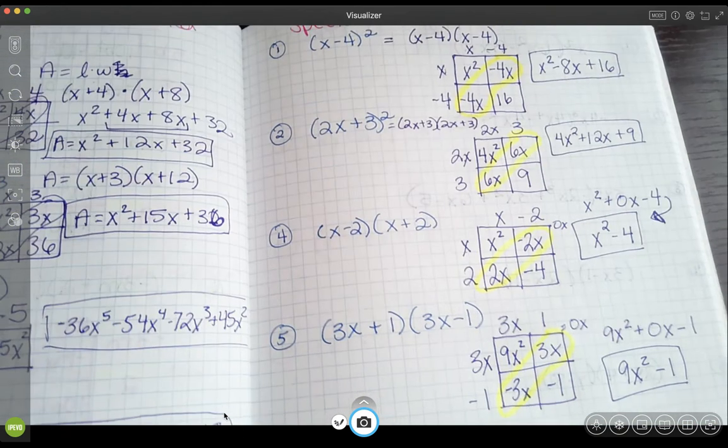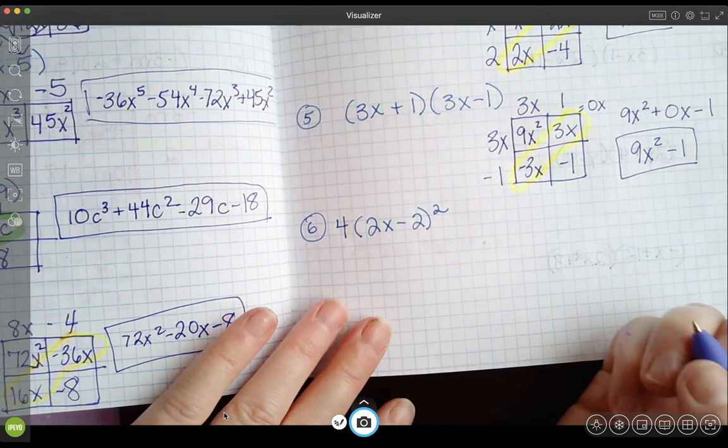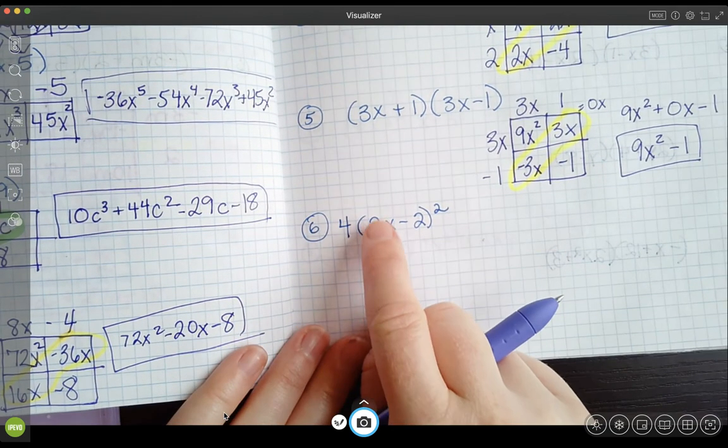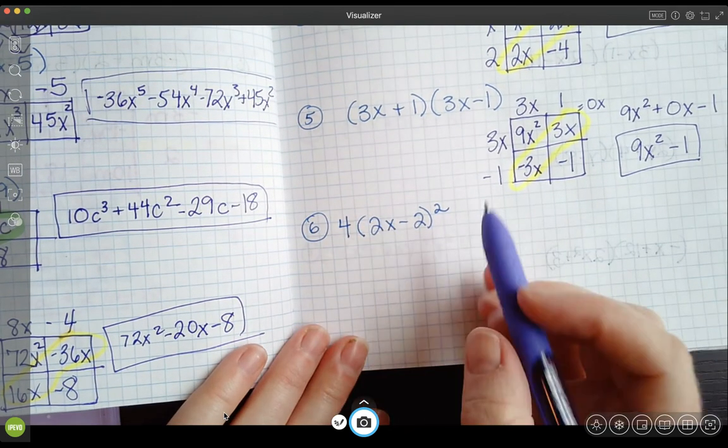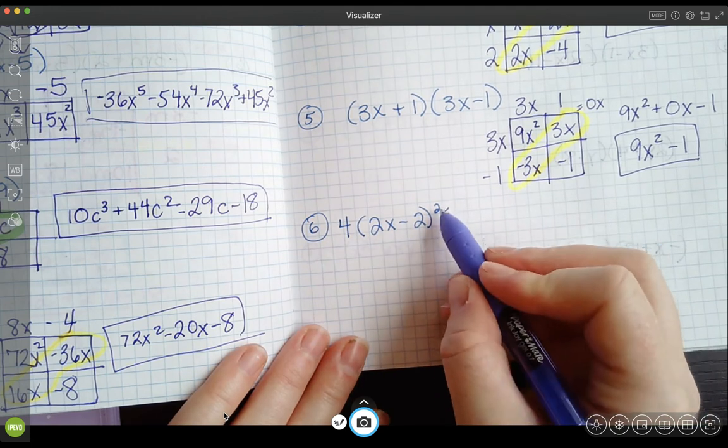All right, last problem for our notes for today. Okay, so we look at this. The first thing you want to do is you want to do your exponents first.